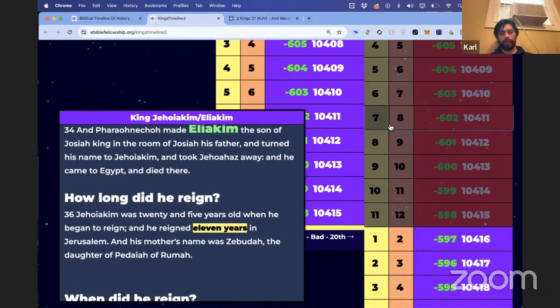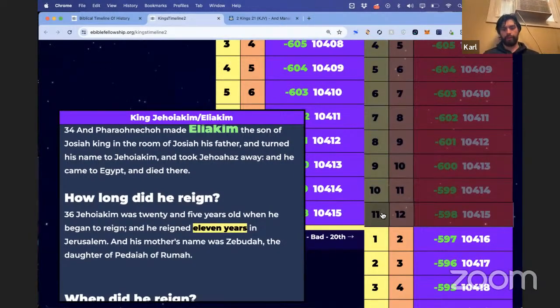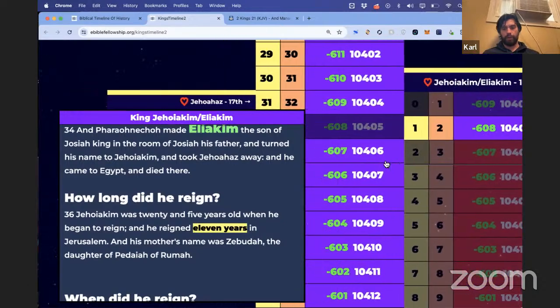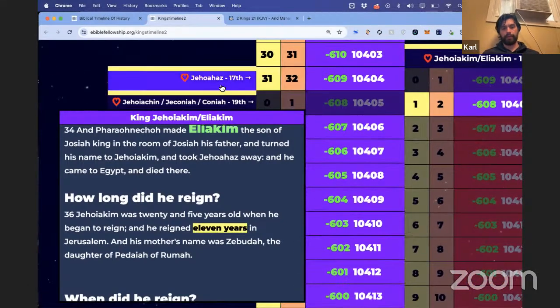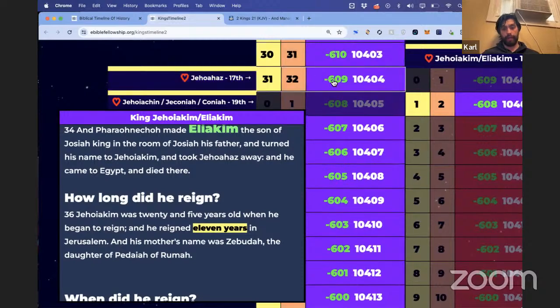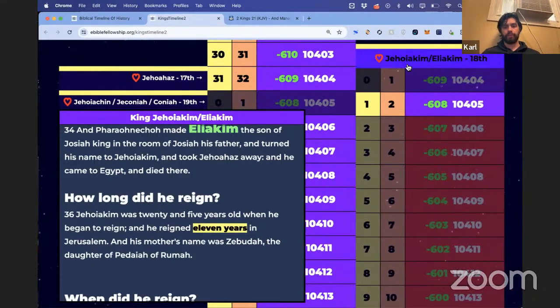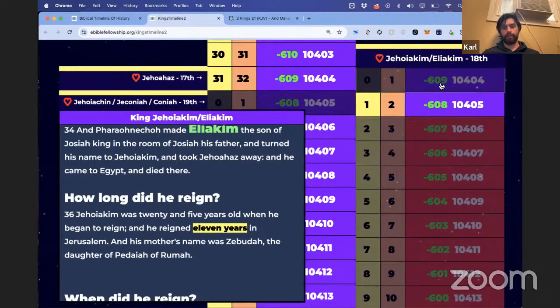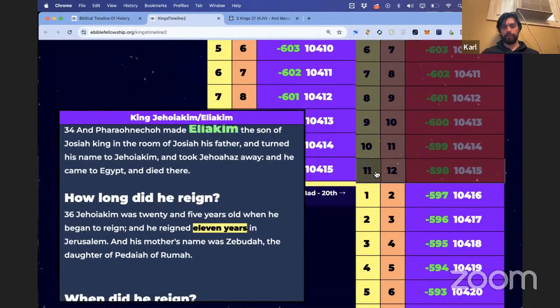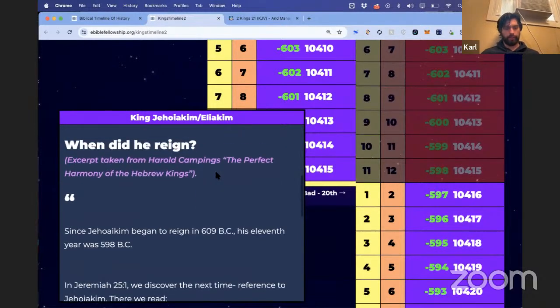All right, so he reigned 11 accession years. That's why we have him at 11 right here. So the same year that Josiah dies, in the same year that Jehoahaz dies, which is 609, his brother Jehoiakim takes over in 609. So that's why we can place him here. And he only reigns for 11 years, so that means the end of his reign would have been 598.